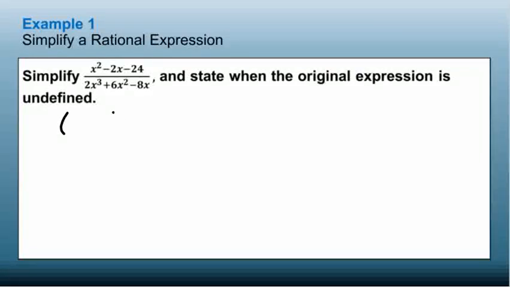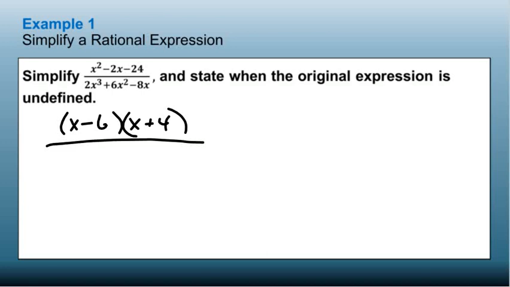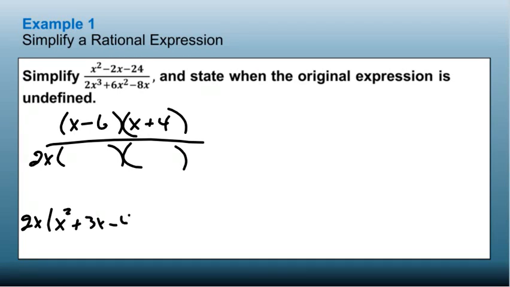If I can factor the numerator, this will give us x minus 6 times x plus 4, because -6 times 4 is -24, and -6 plus 4 is -2. And in the denominator, I can factor out a 2x. That's going to leave us with 2x times x squared plus 3x minus 4. Now I have to think, what do I multiply to get -4, but add together gives me 3? That would be a +4 and a -1.